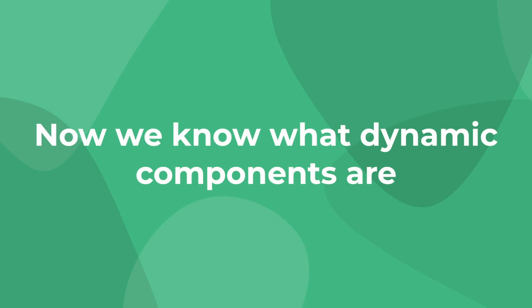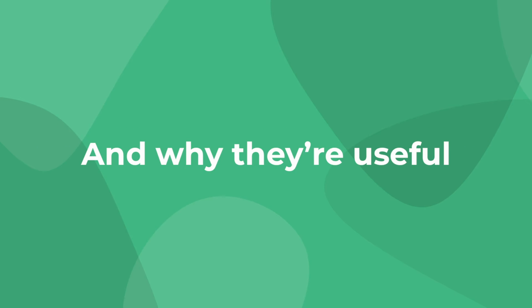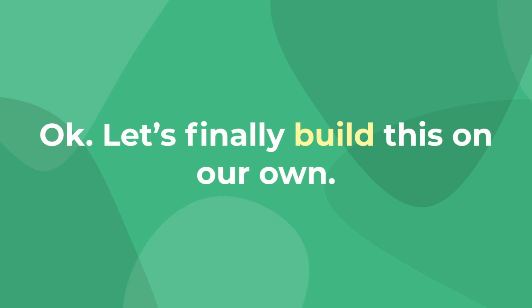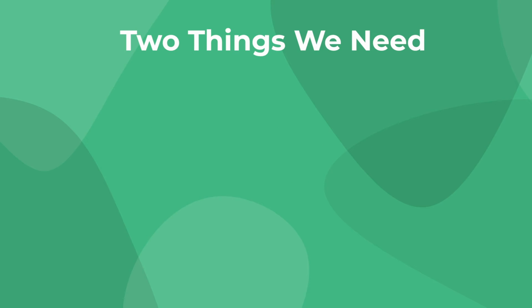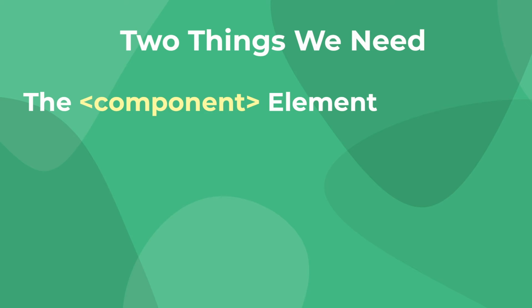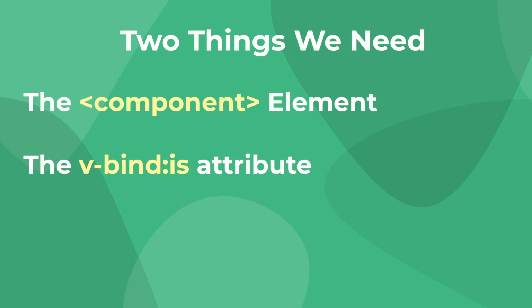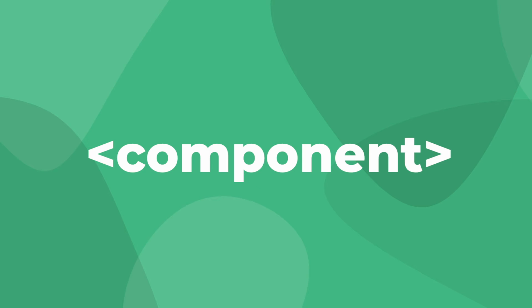Now that we know what dynamic components are and why they're useful, let's learn how to actually implement them. Using dynamic components is super simple. We just need to know two things: one, the component element, and two, the v-bind:is attribute. So first, the component element.